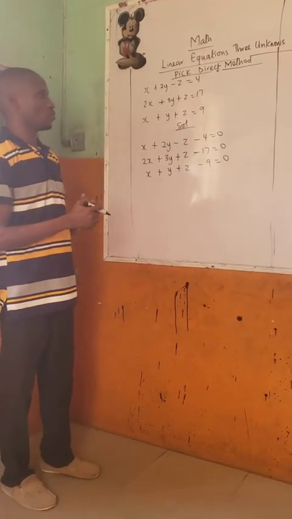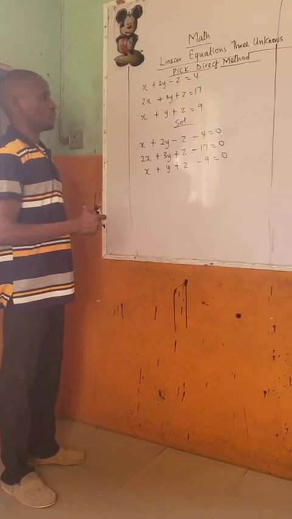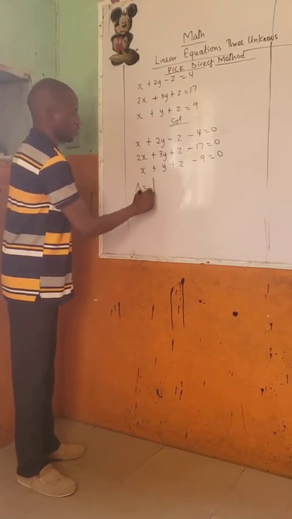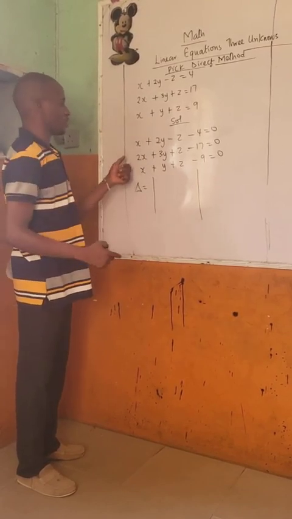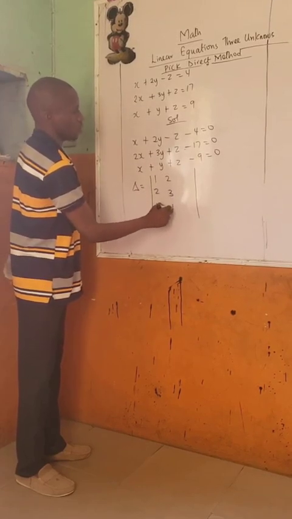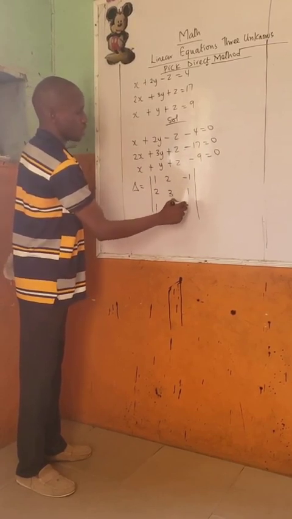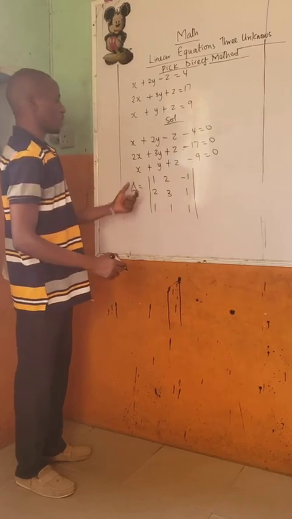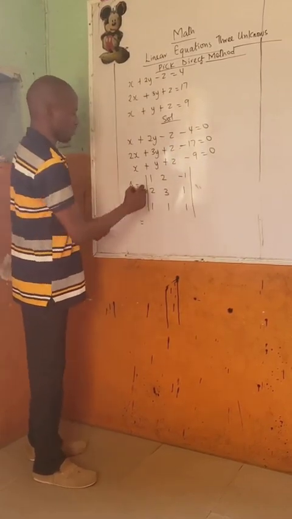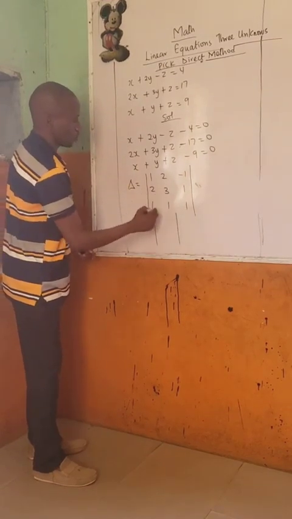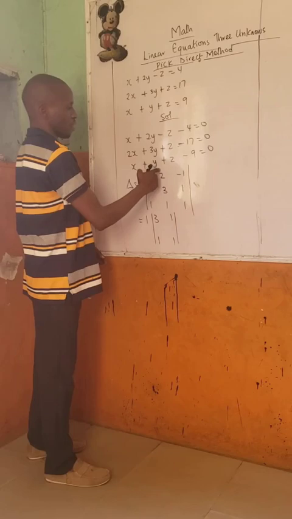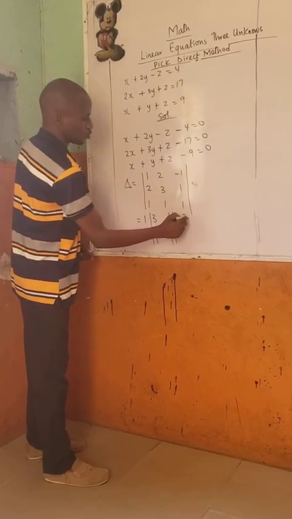Now the first thing we are going to do, we pick the first three column coefficients. So our delta, that's the change, will give us the coefficients. Then you look for the determinants. We have 1, 2, 1, 2, 3, 1, minus 1, 1, 1. So from here, looking for the determinant, we have 1 times the determinant of 3, 1, 1, 1. This is plus, minus, plus, so minus 2.